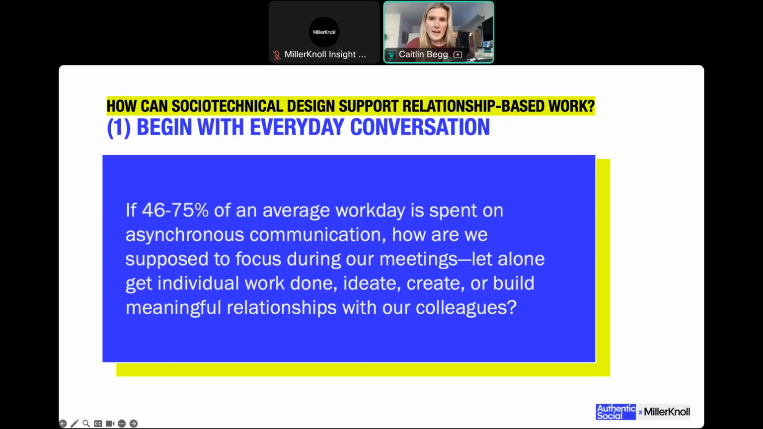Now, asynchronous communication is very valuable, in that sometimes things can be an email and not a meeting, but it is something that is overused, and hypercommunicative tendencies can really impede innovation.